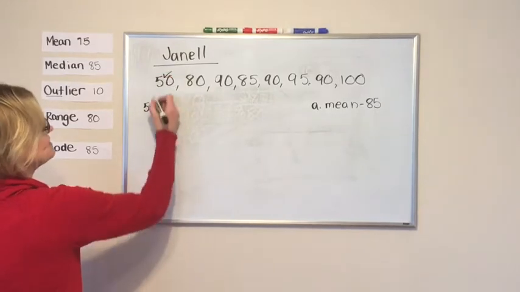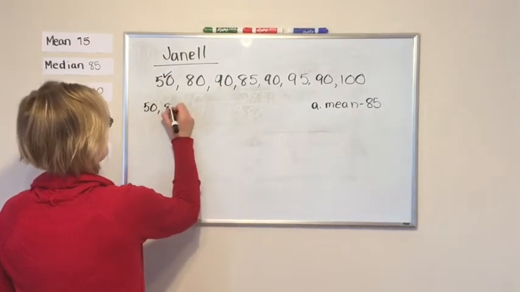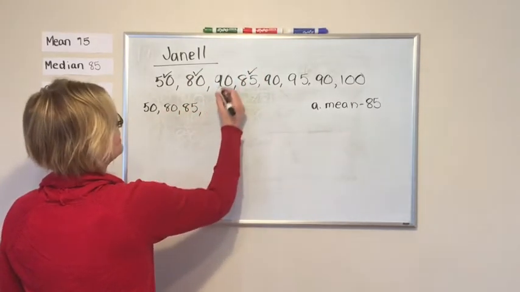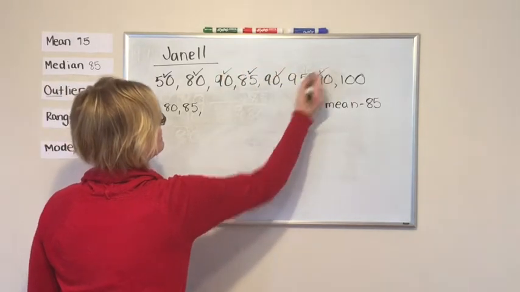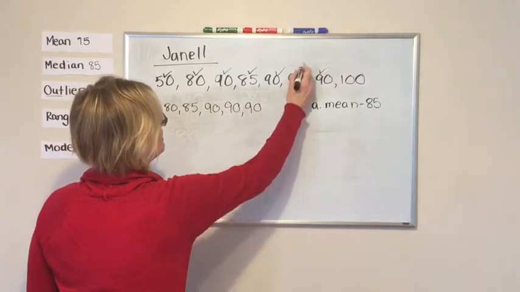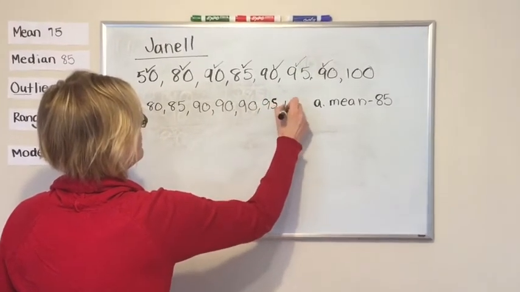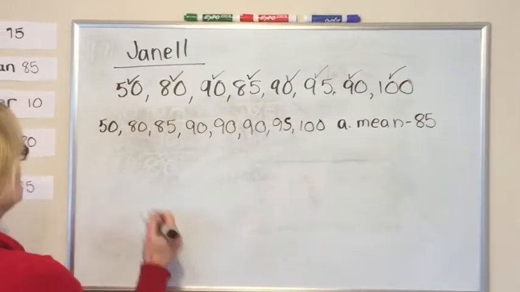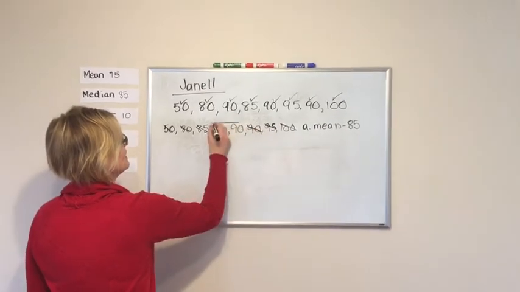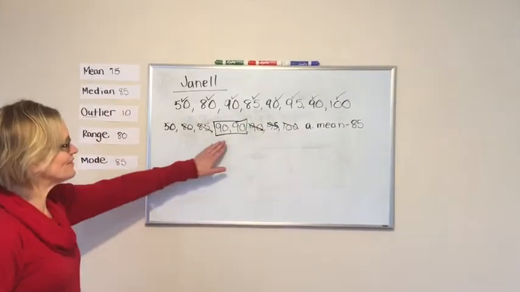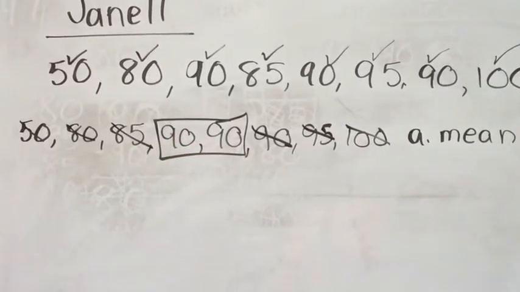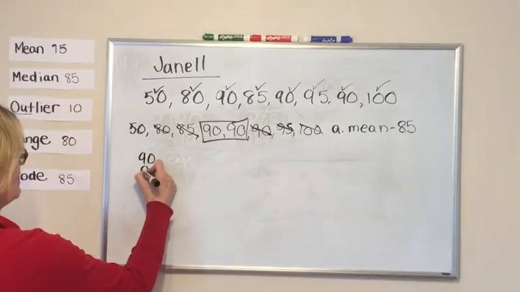So we'll start with 50, 80, 85, 3 90s, 95, and 100. So I go from the outside in, like I showed before, and then I have my 2. Well, if we take a look, if you obviously add these two together, divided by 2, it's going to be 90. But again, if you're like, well, are you sure about that? Let's do it.